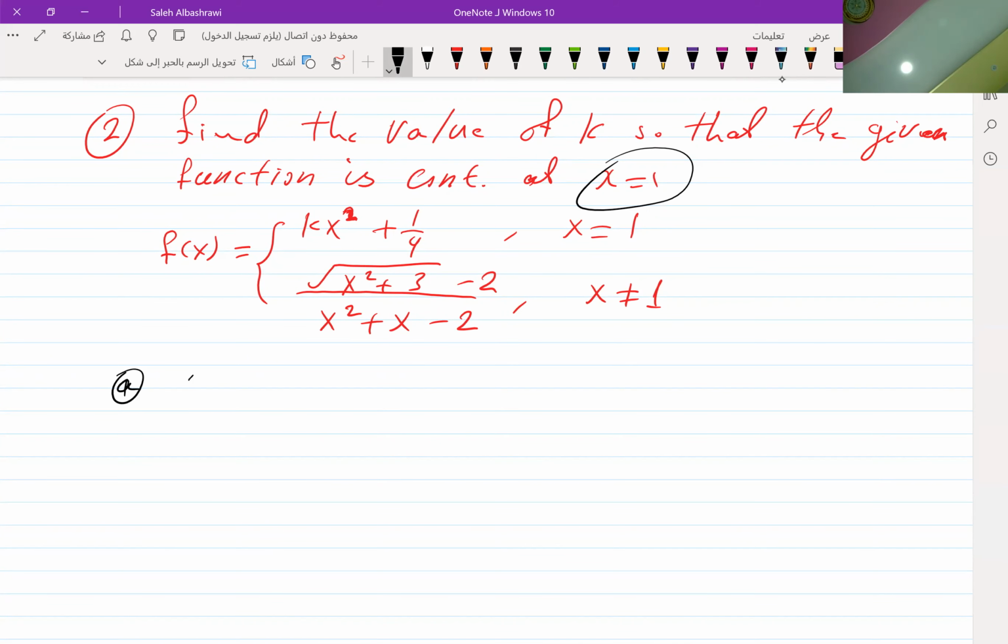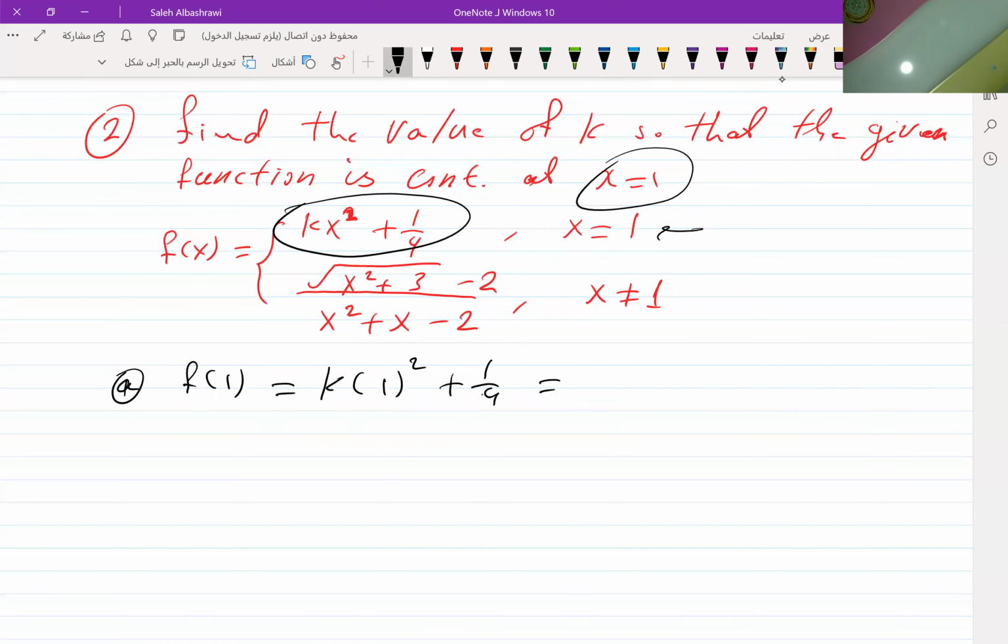For the first condition, f of 1 must be defined. So just replace x equal to 1 in the first part. I will have k times 1 to the power 2 plus 1 over 4. That will give me k plus 1 over 4.